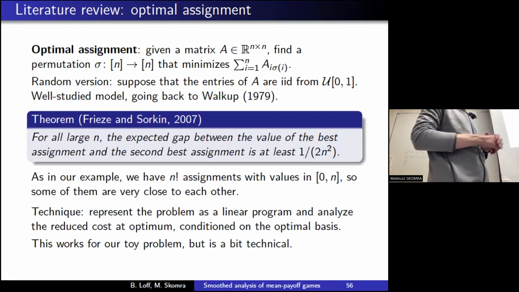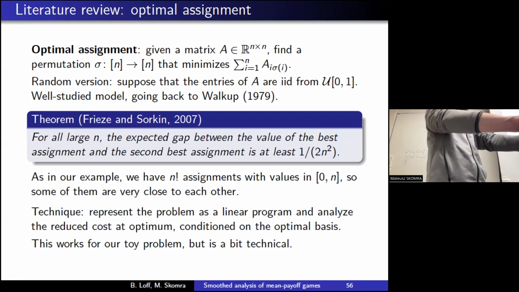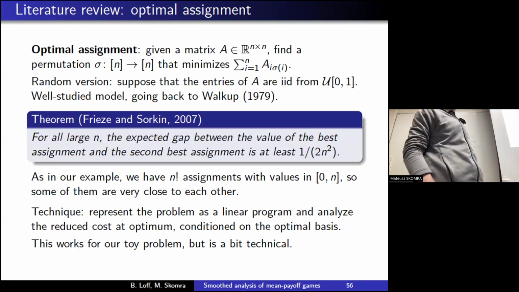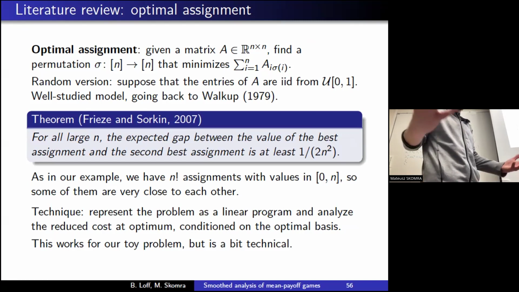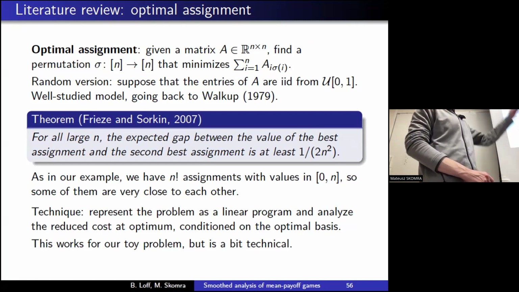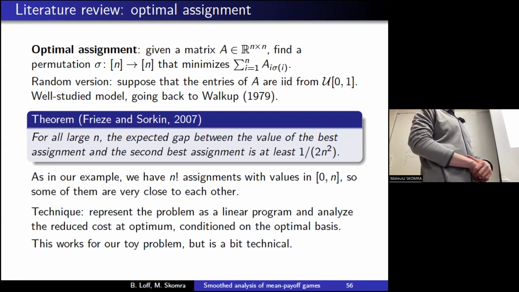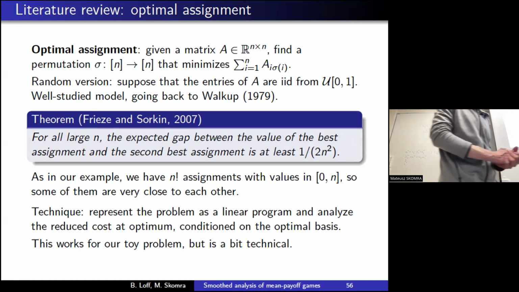Okay, and this has a probabilistic version. You take your bipartite graph, suppose it's a bipartite clique, and you take your weights from 0 to 1 uniformly. This is known as the random optimal assignment problem. It turns out that this probabilistic model has been studied for a very long time. It goes back to Walkup in 79, but actually there were some even earlier papers that were trying to do some experiments, but Walkup did some math there. And it turns out that this is a very interesting model for probabilists.